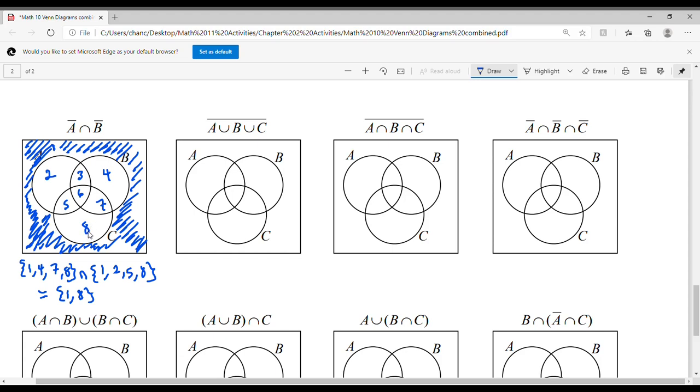Region 8 is this part of C. So it's getting more difficult. I would use the labeling method for the regions if it gets more complicated like this example. Let's label it again as 1, 2, 3, 4, 5, 6, 7, 8. Let's find A union B union C complement.